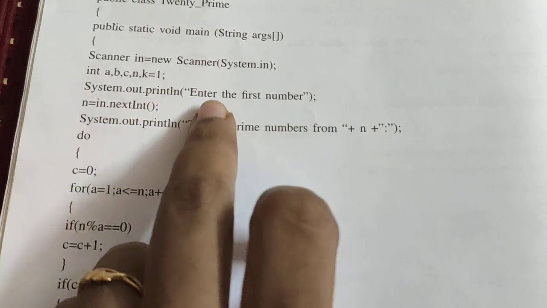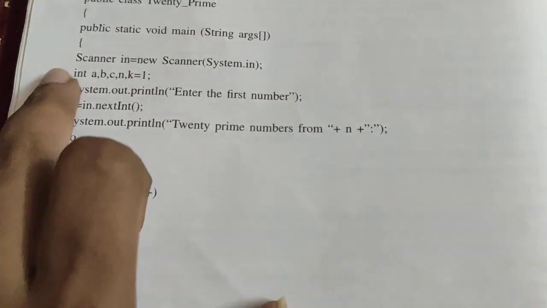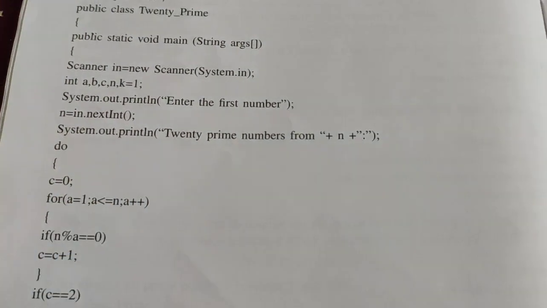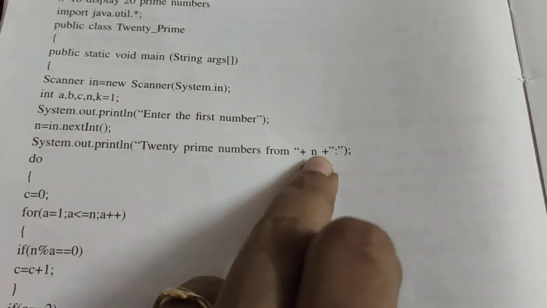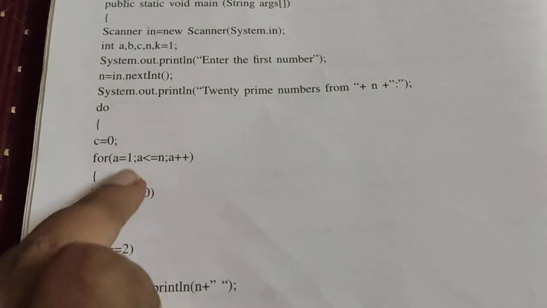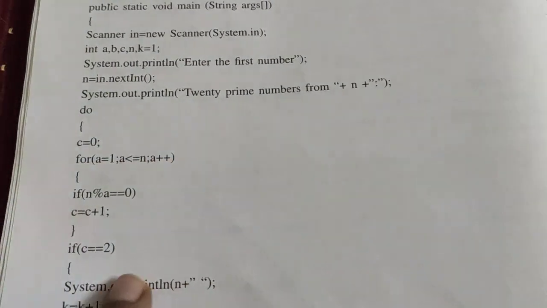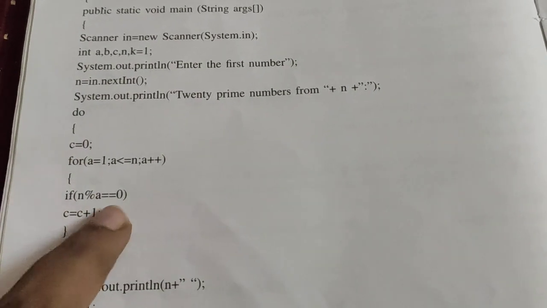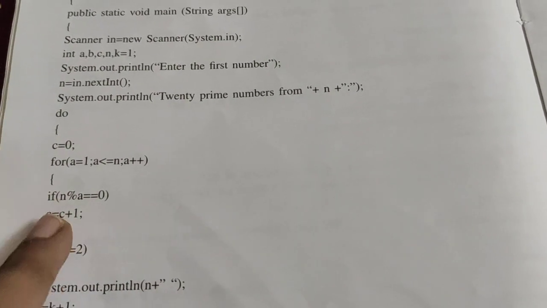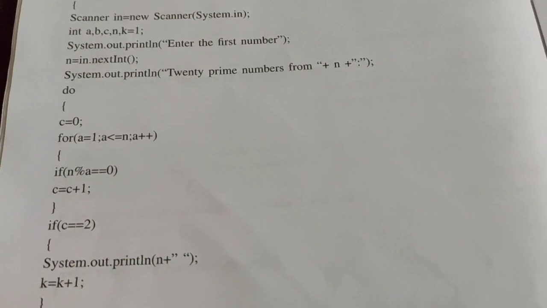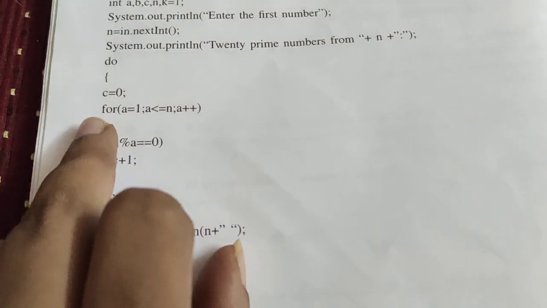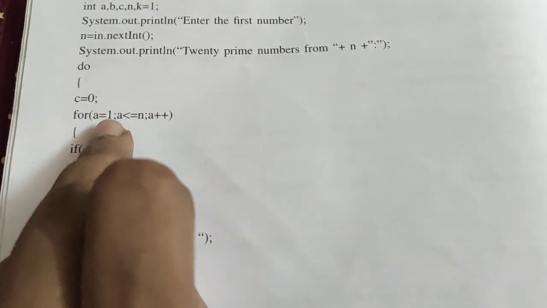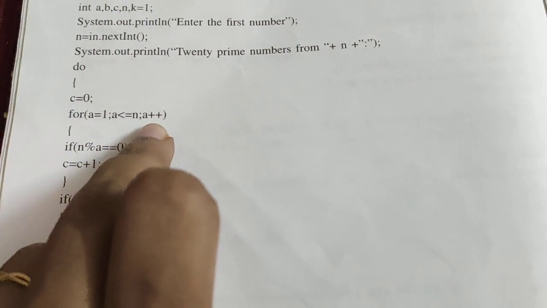See here, they are asking the user to enter the first number and they have stored it in the variable n. Then they are going to print 20 prime numbers from n, and they start printing. They have taken the do while loop and initialized c equal to 0, to find the prime number. The same process we saw earlier is going to be done here. In the do loop we are taking a for loop: a is equal to 1, a less than or equal to n, a plus plus.